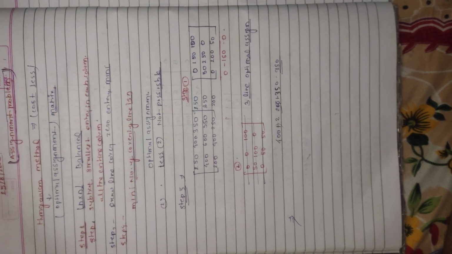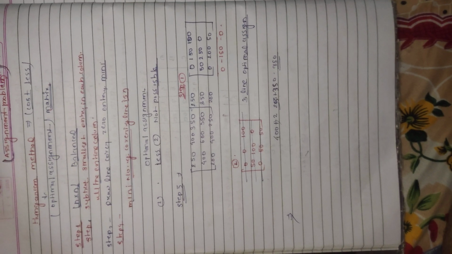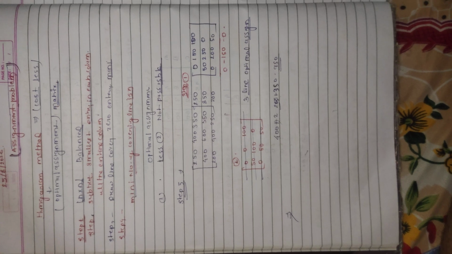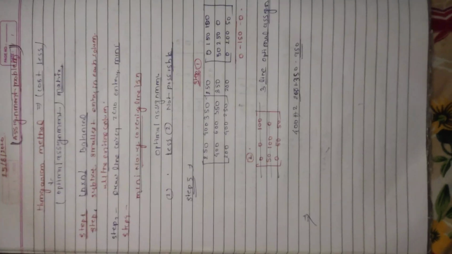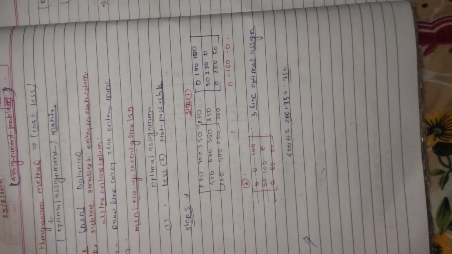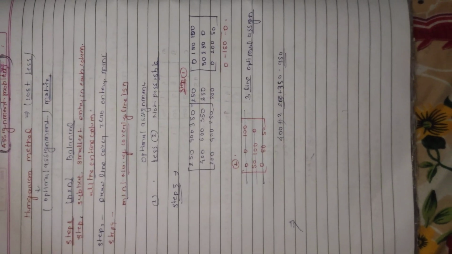Today I will discuss the Hungarian method. It's a part of linear programming. First, what do we mean by the Hungarian method? It finds the minimum cost of the assignment matrix.